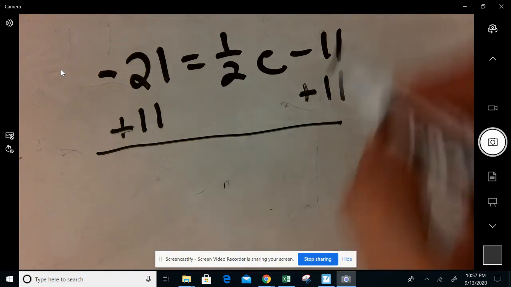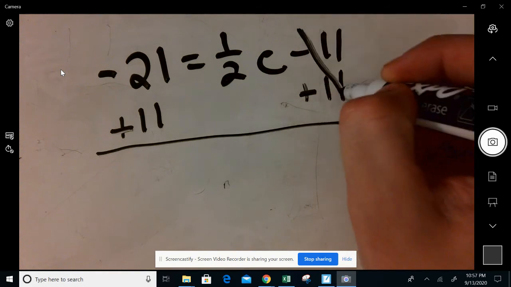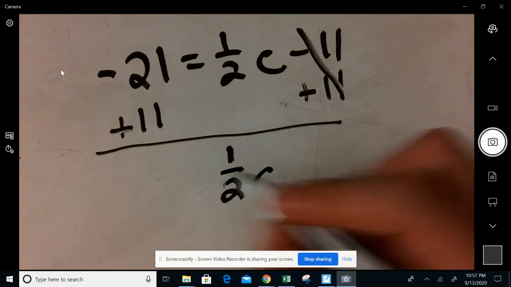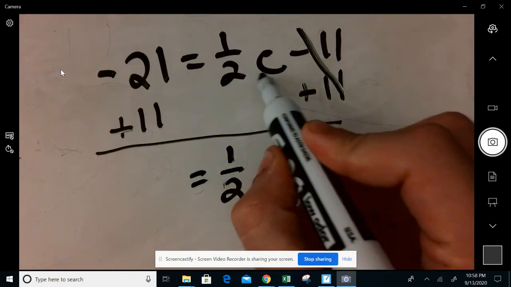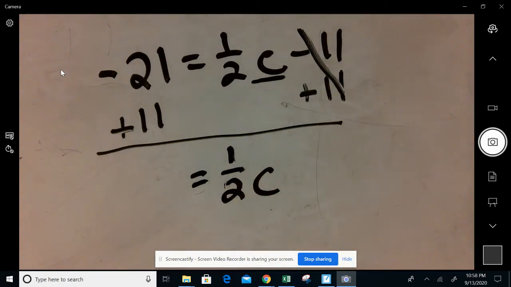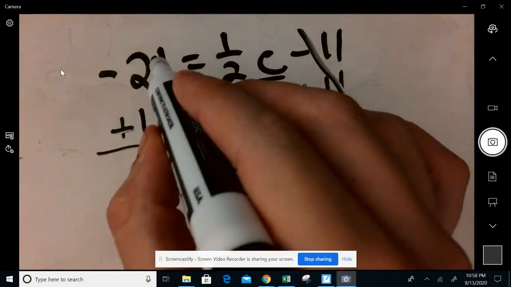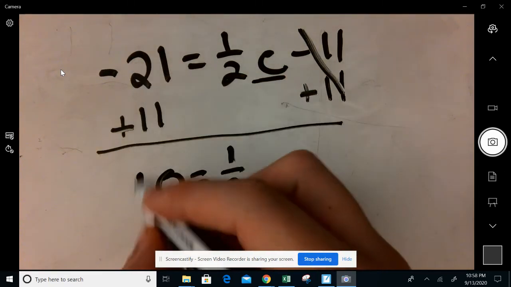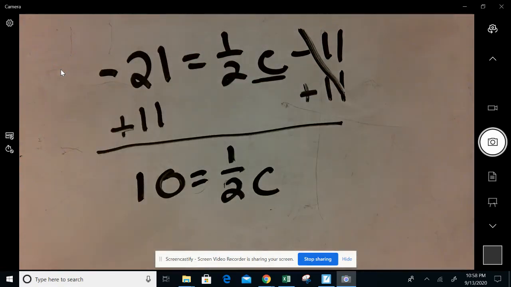All right. So when we do that, this cancels. So all we have left on this side is 1/2 C. We ultimately want to get this by itself. Negative 21 plus 11. So subtract them. And since the bigger number is negative, the answer is negative. Now it says negative 10 equals 1/2 C.